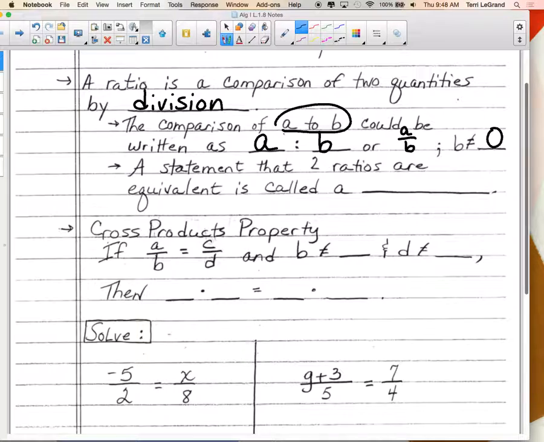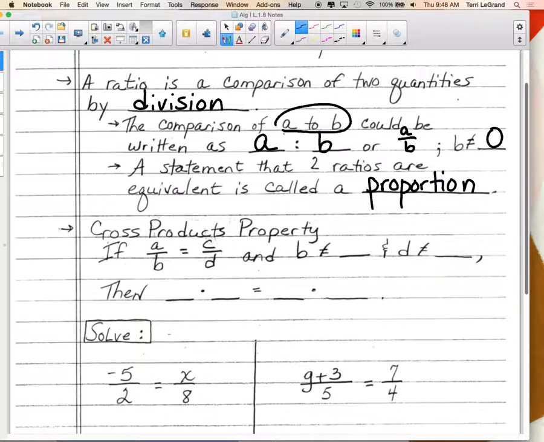It has fallen apart. A statement that 2 ratios are equivalent. What's equivalent mean? Equal to each other. A statement that 2 ratios, so 2 fractions, are equal to each other. What's that called? A proportion. Yeah, as Andrew said, I set up 2 fractions and set them equal to each other. So if we have 2 ratios set equal to each other, we actually have ourselves a proportion.